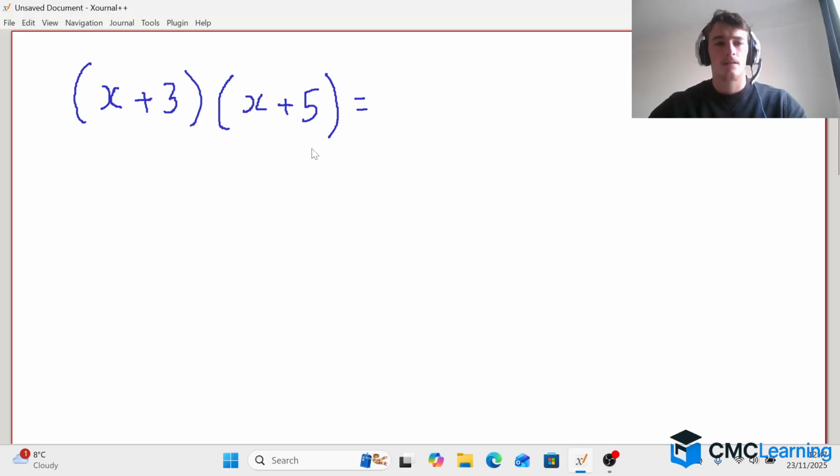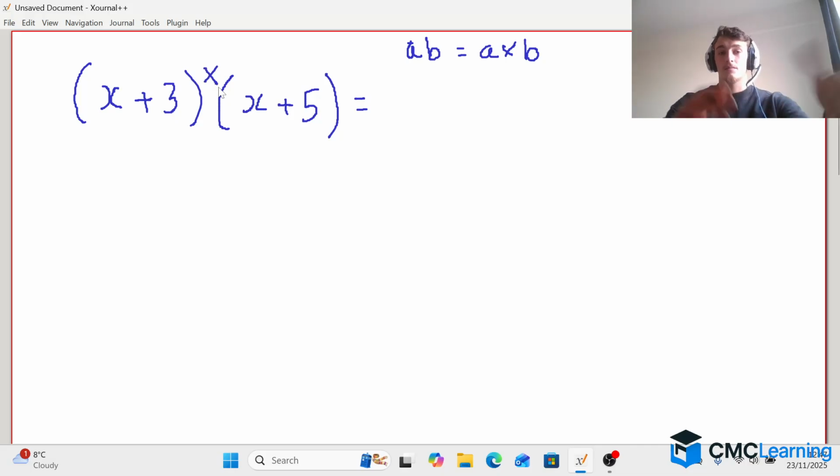With brackets, when you have two things next to each other in algebra, this means they are multiplied by each other. So if you have AB, this is A times B, right? So when you have two brackets together, this just means x plus 3 multiplied by x plus 5, essentially. And to save space, we don't include the multiplication sign.